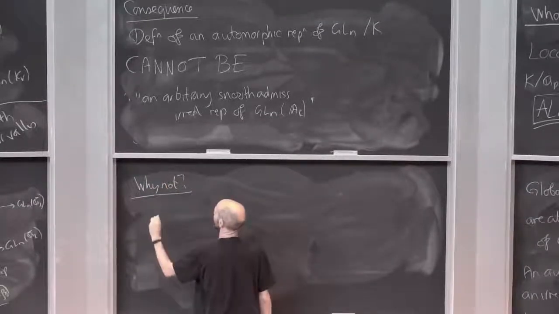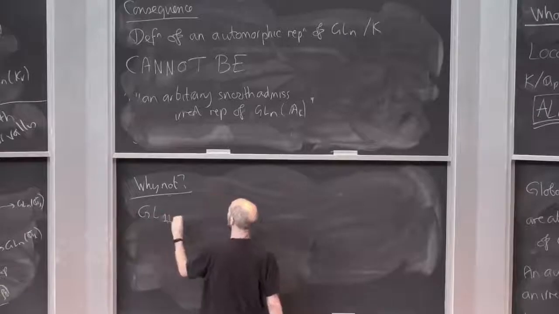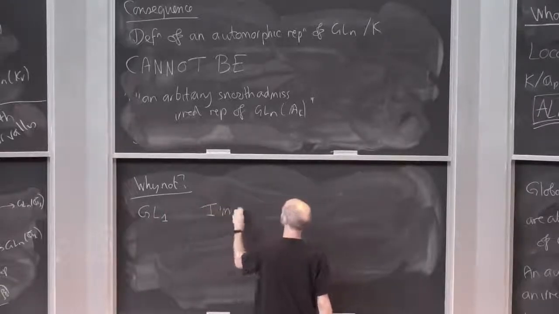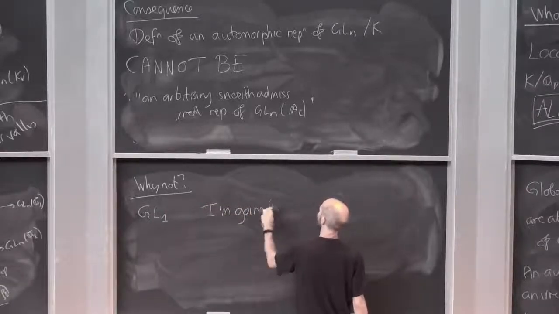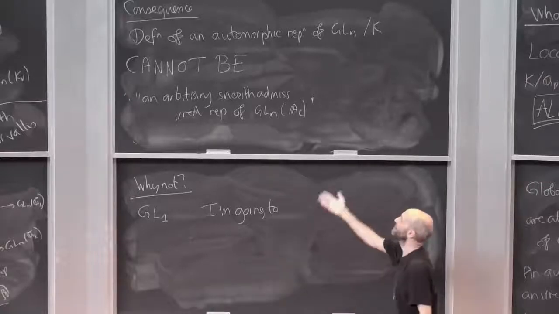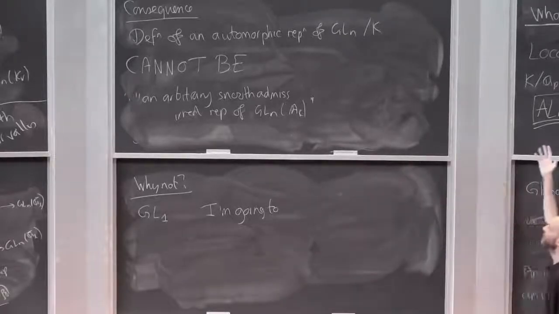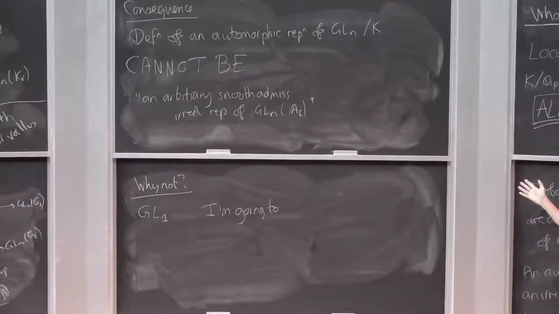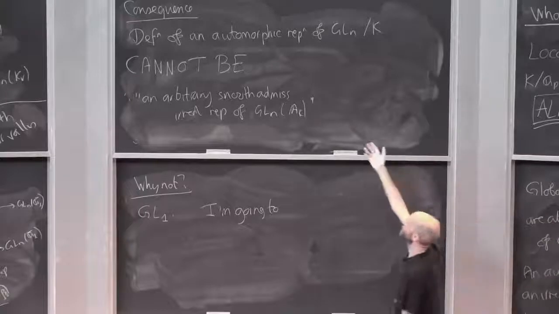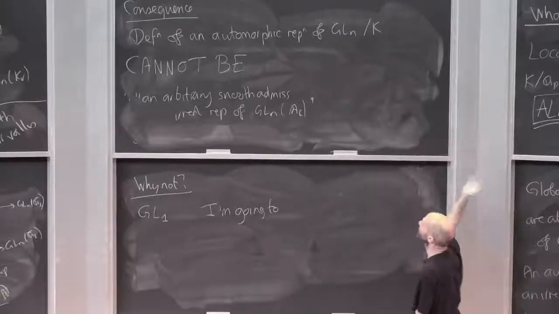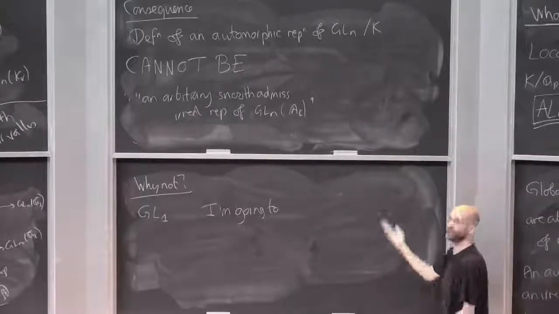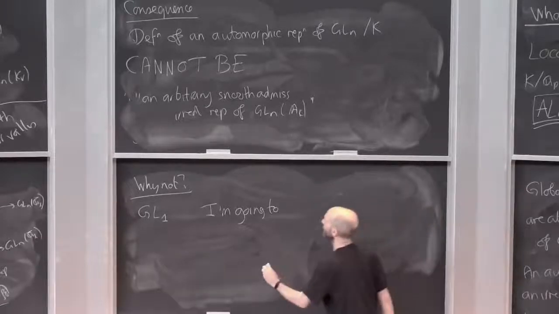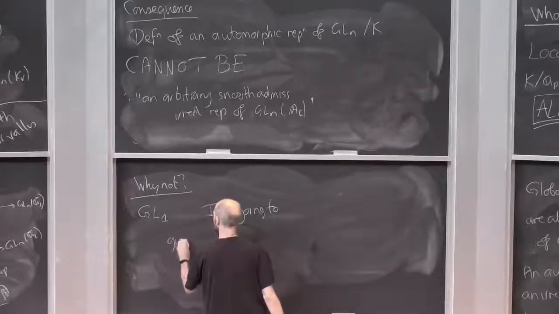Here's an example. Let's do GL1. I'm going to attempt to build an automorphic representation of GL1 over k, but because I'm going to these lectures, I don't know what an automorphic representation is yet, because the lecturer still hasn't told me. So I'm going to have to guess. I'm going to guess that an automorphic representation of GL1 over k is just a representation of the adele group. I'm going to guess incorrectly.